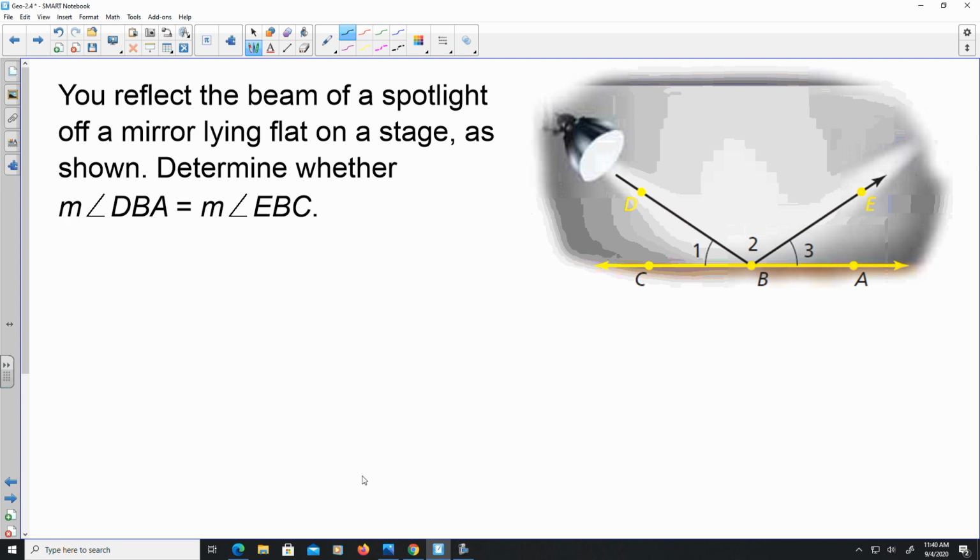In this example here, it says you reflect the beam of a spotlight off a mirror lying flat on a stage as shown. Determine whether the measurement of angle DBA is equal to the measurement of angle EBC. Anytime it has that M in front of it, they're talking about measurement. So from here, we can write this out as a two-column proof.